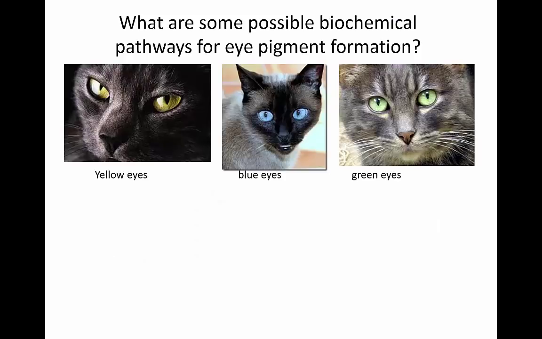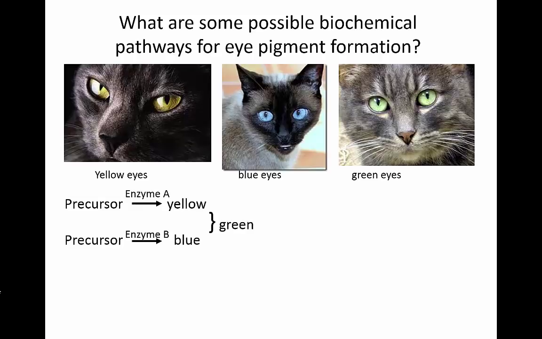So I'd just like to get you thinking a little bit about pathways by thinking about cat eye color. Here are 3 common cat eye colors: yellow, blue, and green. And eye color is a pigment. What we're going to assume is that the genes that regulate eye color encode enzymes that change different precursors into different colored pigments. You may be able to think of a couple of different possibilities of ways that you could produce these different kinds of pigments.